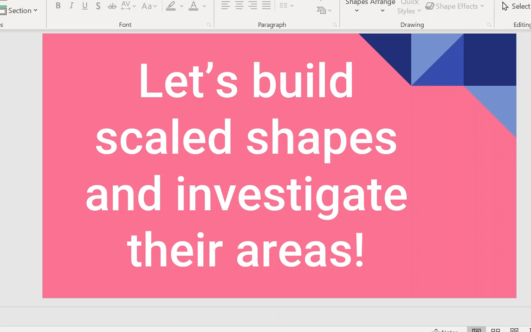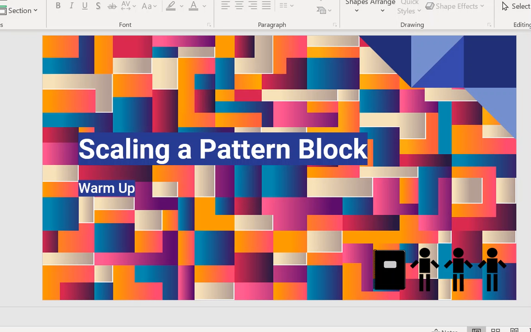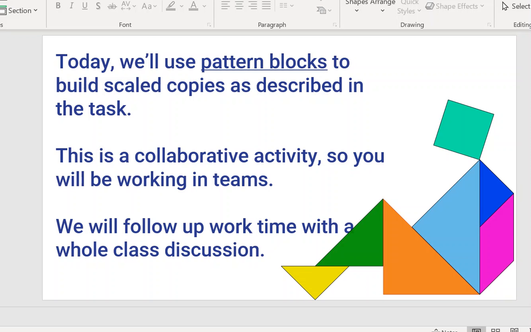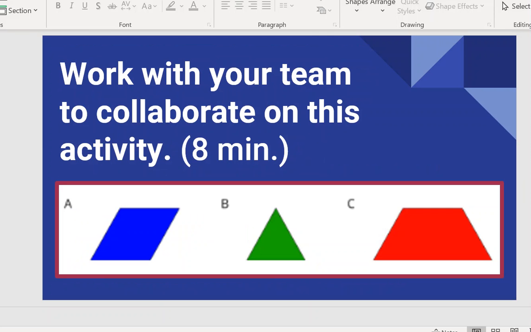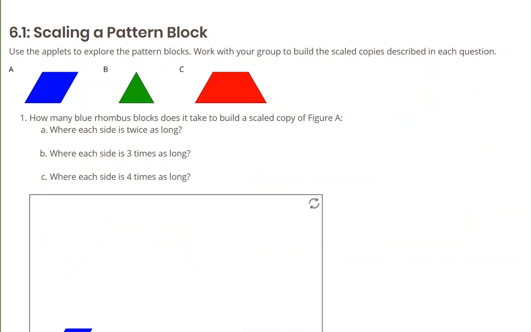So today we're going to be building scaled shapes and investigate their areas. And we're going to do this through an activity called scaling a pattern block. Today, the kids in class are going to actually use physical manipulatives called pattern blocks to build scaled copies, and they're going to work together with partners. But for the ease of use on this video, I'm going to jump over to the online version and show you how this works. So this goes along with your note sheet.